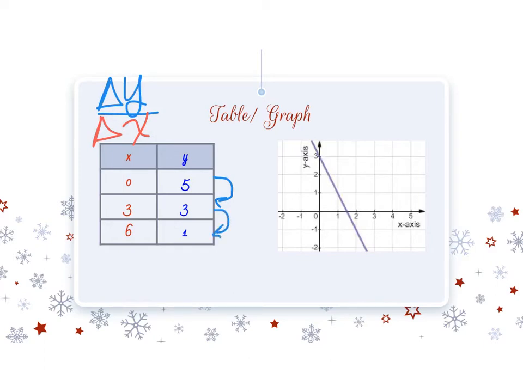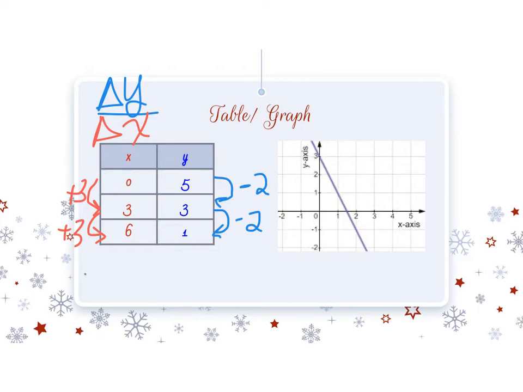So from 5 to 3, if you notice, we are going down, so that means we are subtracting. So 5 minus 2 gives you 3. The next one, we are going to see 3 to 1. So again, 3 minus 2 gives you 1. Now when we look at the x's, from 0 to 3, you are adding 3. And then 3 plus 3 again gives you 6. So our change in our x's is 3.